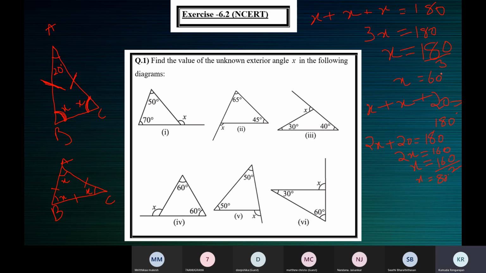So this is how we find the exterior angle in a triangle. And if it's an isosceles triangle, two angles will be equal. You should mark those two equal angles as x.